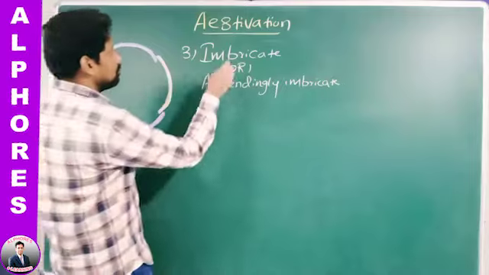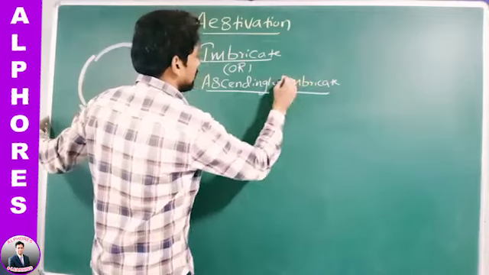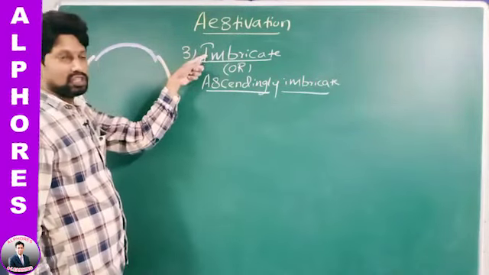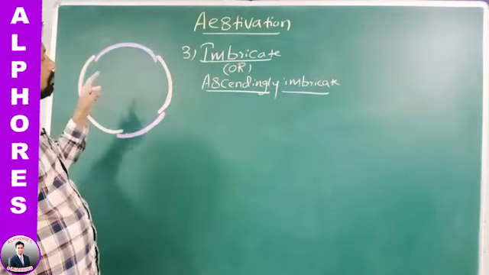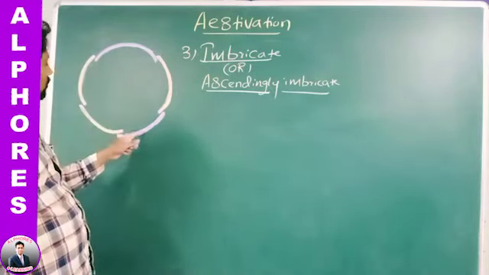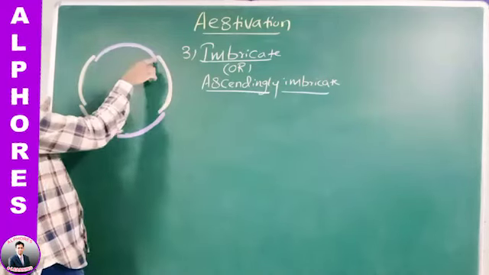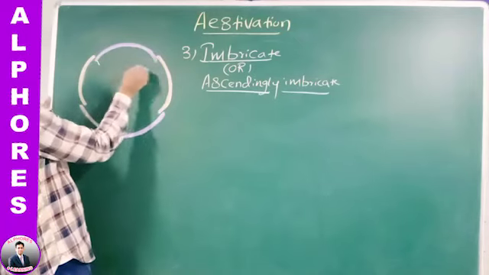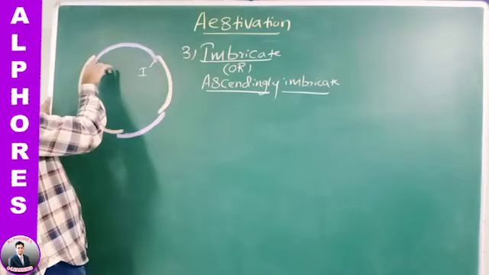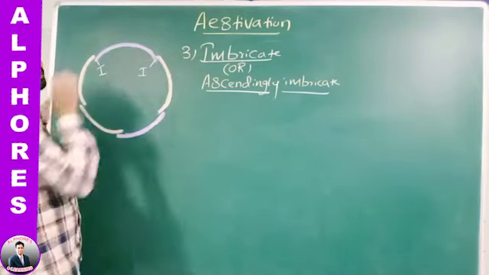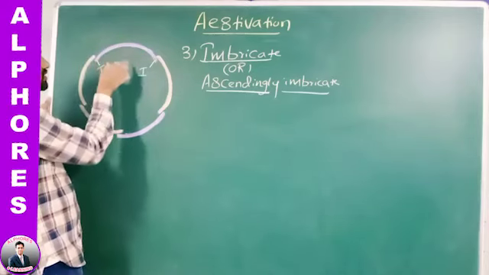Go for the third one. What is it? Imbricate estivation, or ascendingly imbricate estivation. See this diagram. Here how many petals are there? 1, 2, 3, 4, 5. In these 5 petals, see this petal. In this petal, the 2 margins are towards inside. Yes or no? So this petal is completely inside. Why are we calling it completely inside? Because 2 margins are inside.